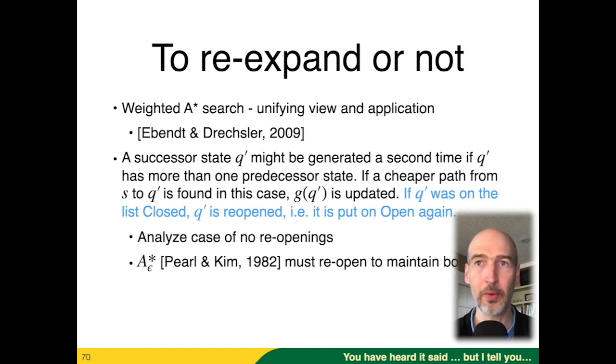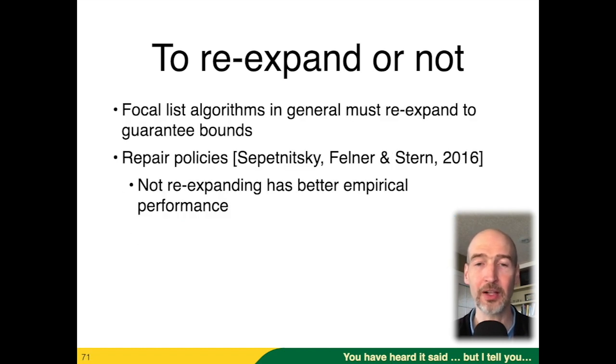And of course, we would update open if we find shorter paths. And then they analyze the case of whether you do reopenings or not. And they mention, for instance, that A star epsilon must reopen states if it wants to maintain a suboptimality bound. And more generally speaking, there's a class of algorithms called focal list algorithms.